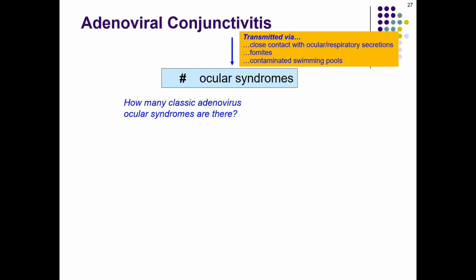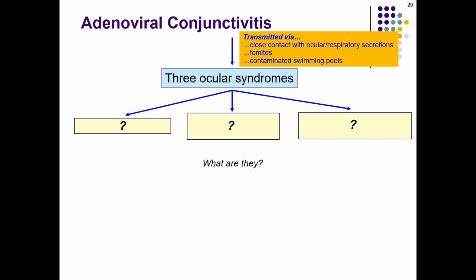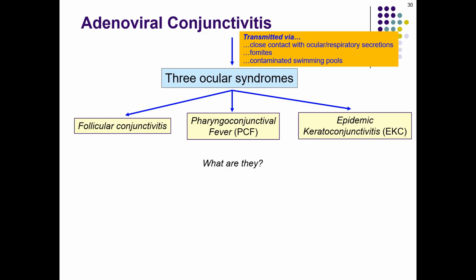How many classic adenovirus ocular syndromes are there? Do you know them? If you know them, please speak aloud. There are 3 ocular syndromes. Can you mention them? These are follicular conjunctivitis, pharyngoconjunctival fever, and epidemic keratoconjunctivitis.